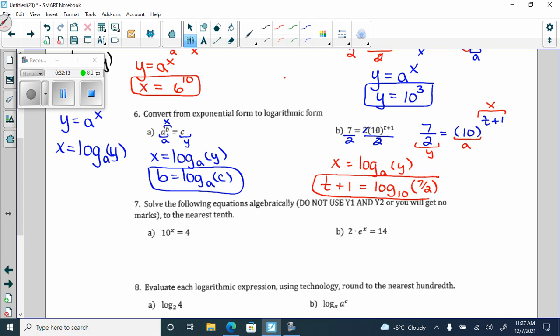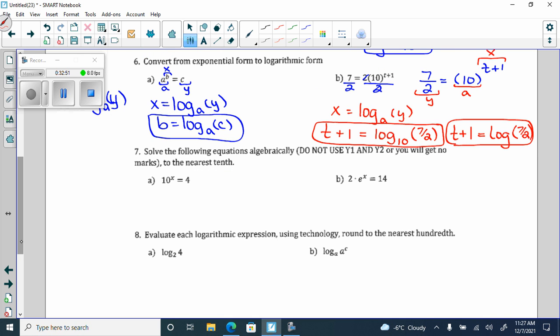But what might it look like instead of this? What might they do? They might not write something, and they would be fine if they didn't write it. What do you not have to write? The base 10, right? Is log just a log, the log without a base 10? Yeah. So the multiple choice answer could actually be t plus 1 equals log 7/2. Or log of 3.5. Do you see how they don't have to write the 10 if it's a base 10?